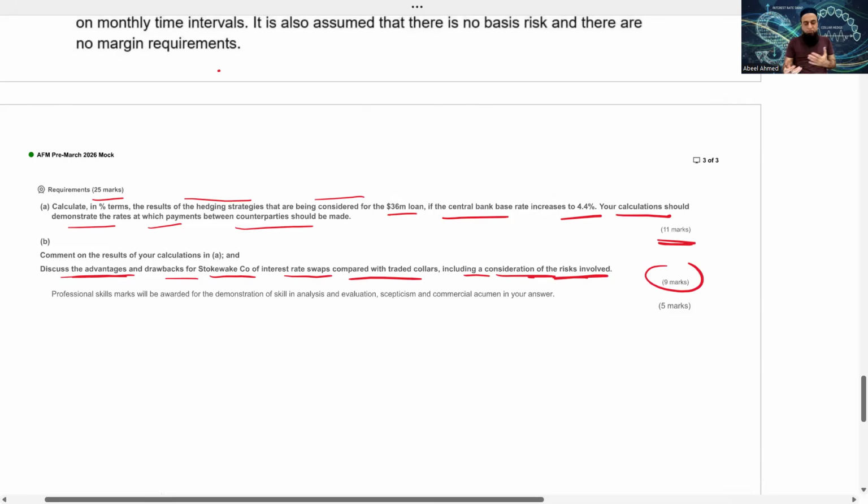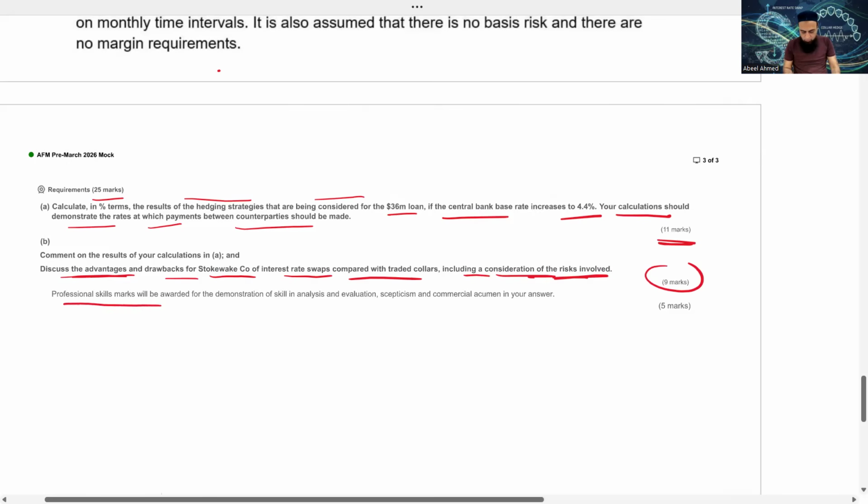Now listen, before we start, we need to discuss what the advantages and disadvantages are. So we are going to compare interest rate swap with collar. Let me read the question, then I'll tell you.